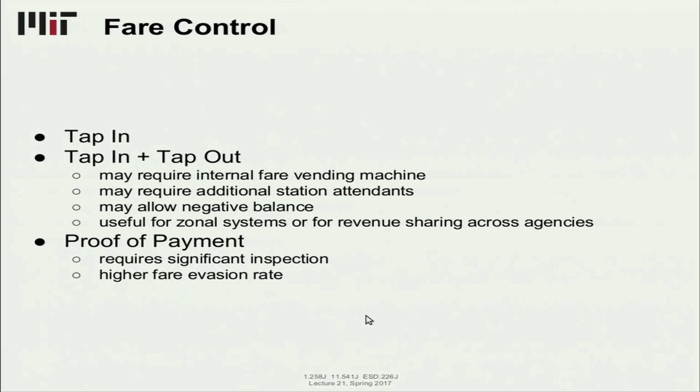Proof of payment, we sort of discussed that. You buy a ticket. It might be OD, it might be flat fare, it doesn't matter. You buy the ticket that you need. And then when you board, there's usually some validator that prints a timestamp. It can be electronic as well. And what it requires is fare inspection.